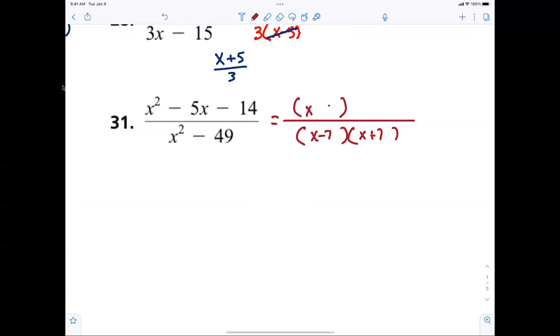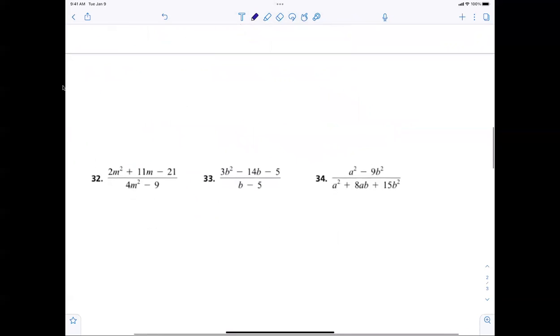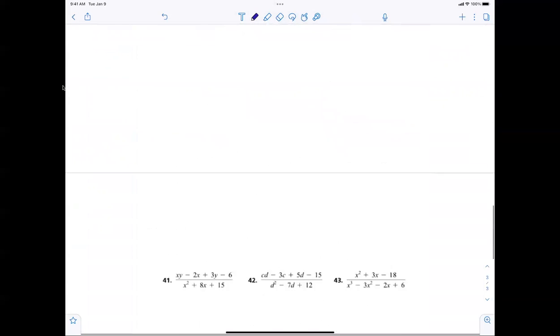So I'm just going to go X and 7. Now I need X squared, so I know the first term is going to be what? I need a 14, so I know it's going to be a what? 2. Now I need negative 5. The negative 7 and plus 2. So the negative 7 and positive 2. That's how you should be thinking about it. And what happens to the X minus 7s? They cancel. Yep, cancel and cancel. All right, I'm pretty happy with that.